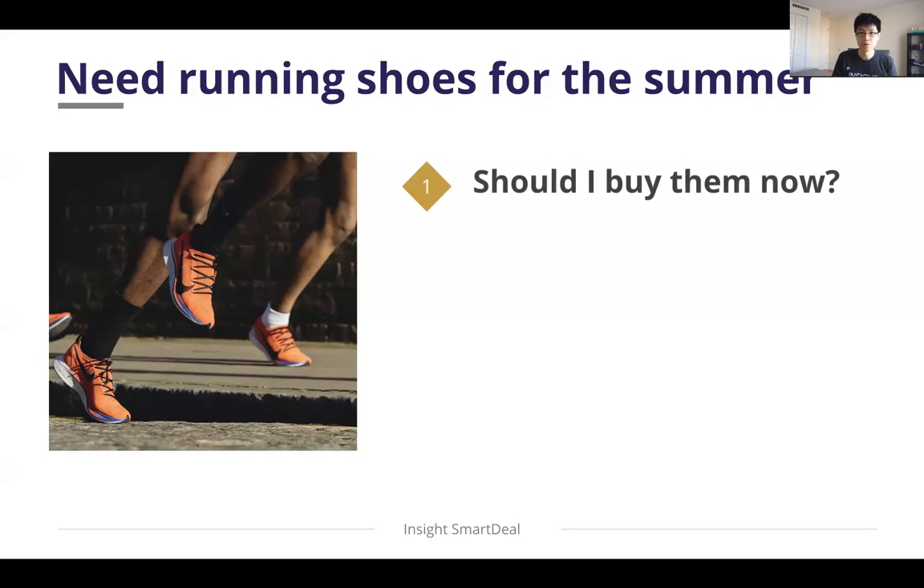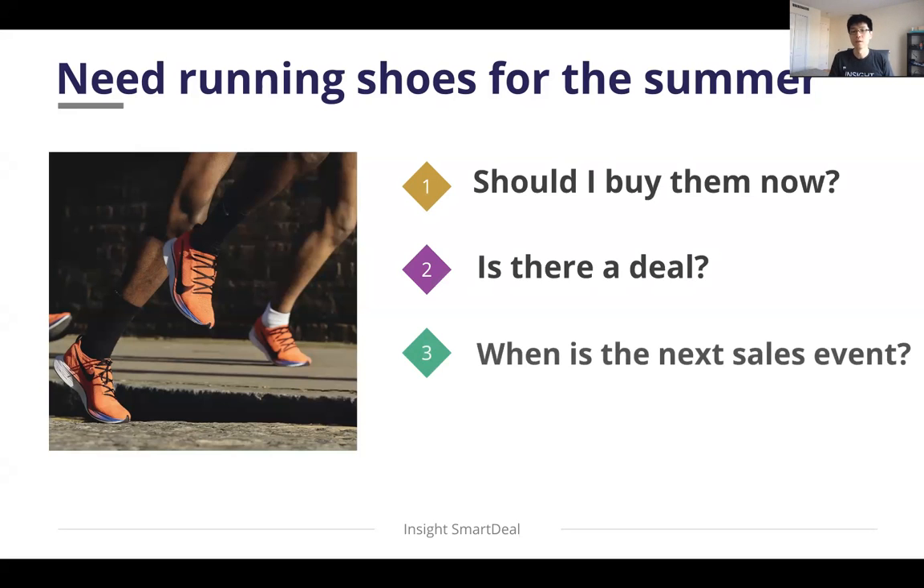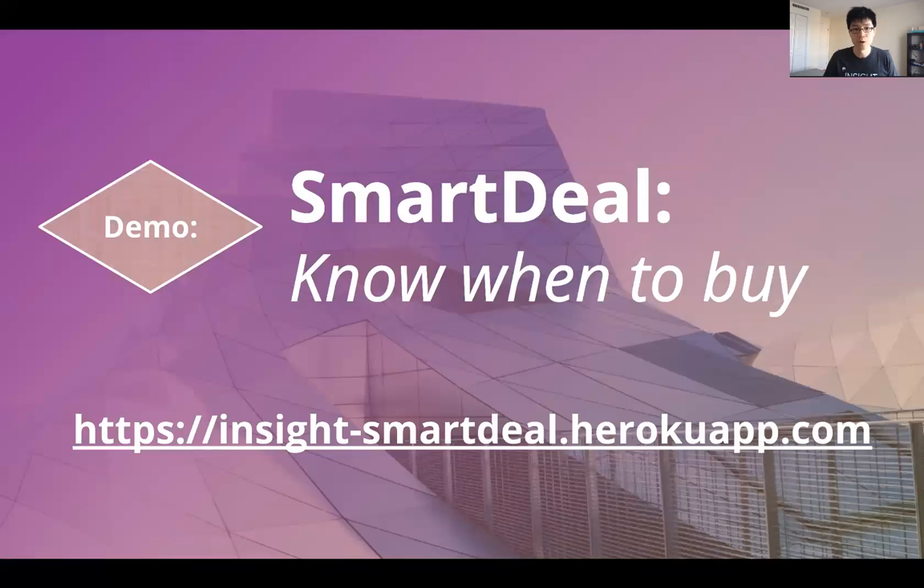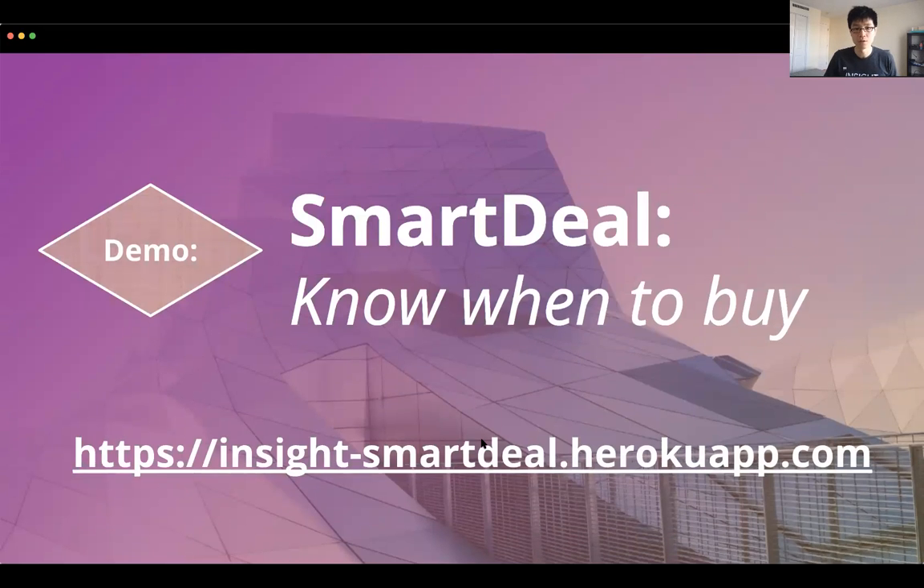So I then look at the internet to see if there is a deal currently available for, in this case, Nike. If I didn't find the deal, I'm thinking, when can I get the deal? When is the next sales event for Nike? But if I indeed find a deal, I'm also thinking, is it a good deal? Can I get a better discount if I wait a little bit longer? So in order to answer all these questions, I built this web app. It's called Smart Deal. Let's first take a look at how it works.